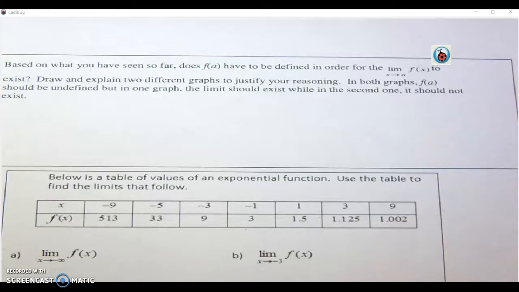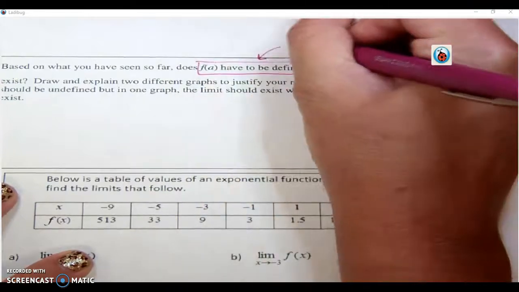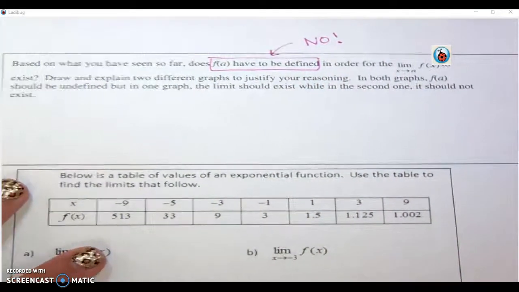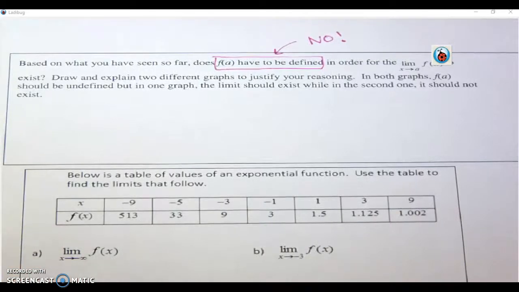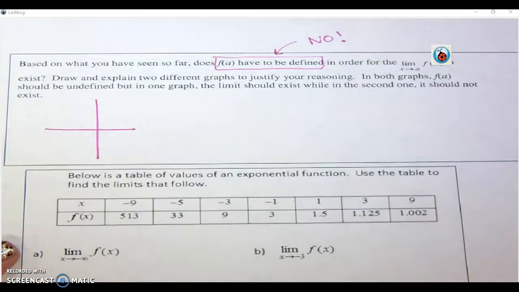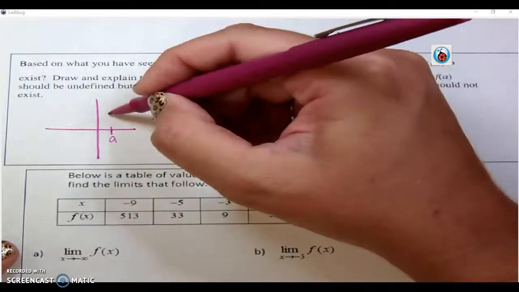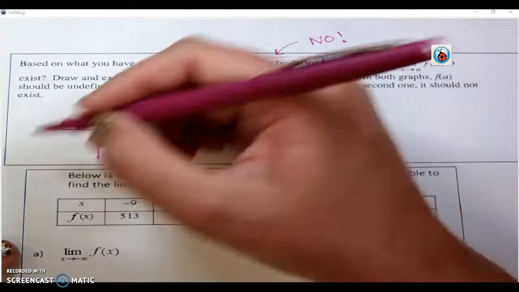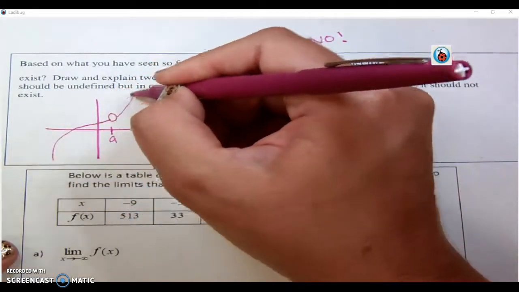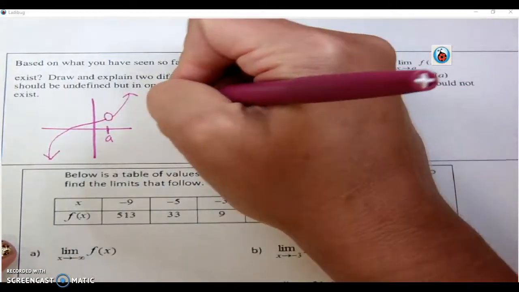Now, let's draw that to figure out what in the world that actually means. But so, no, it does not have to be defined. Okay, it says, in our graphs, f of a should be undefined, but in one graph, the limit exists while in the other one it shouldn't. Okay, so here's just an example. Draw a graph. I'm going to call this point right here A. So I'm going to put a hole here at A because it wants it to be undefined. And I'm just going to draw my graph like this. Okay, so it wants it to be undefined, so we can say f of A is undefined.